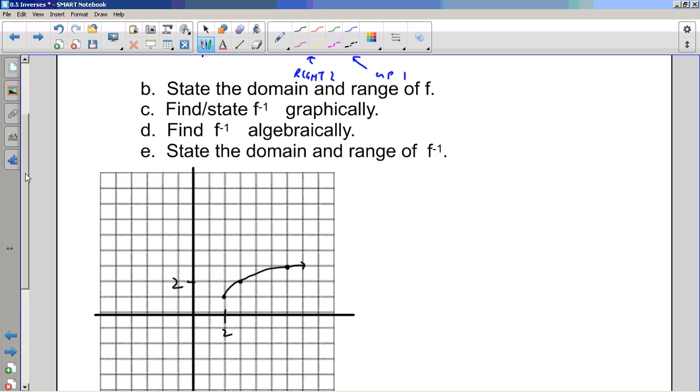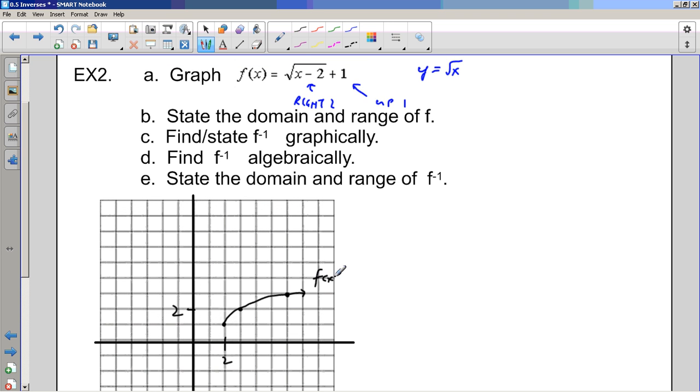What was the letter? F at x? Yes. F at x equals the square root of x minus 2 plus 1. It says state the domain and range of f. So I'm going to do some work over here. The domain of f is all the values of x that are allowed. Notice that if I just use the graph, it's all of these ones. x has to be greater than or equal to 2. And I can see that algebraically as well. I don't want to be taking the square root of a negative number, so there's the domain.